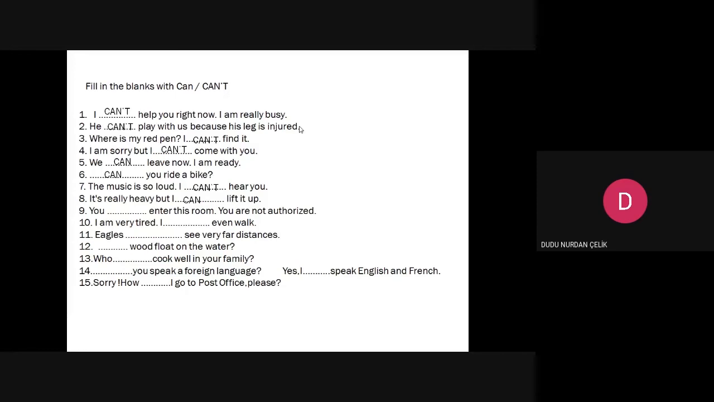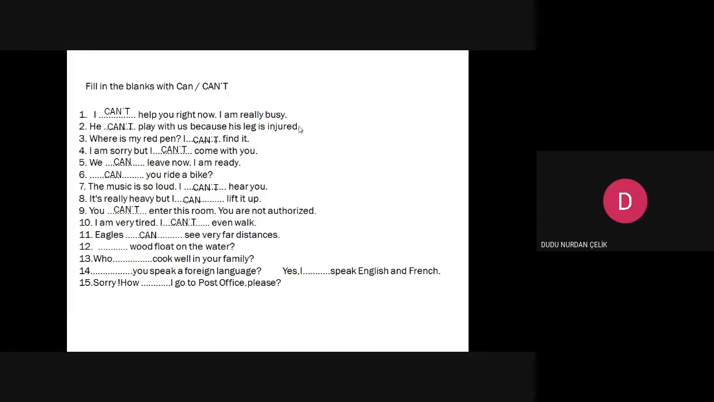You enter this room. You're not authorized. This is not your room. This is, for example, the director's room. So no entrance for you. You can't enter this room. I'm very tired. Oh, I can't even walk. Eagles see very far distances. They have got good eyes. So we can say eagles can see very far distances.